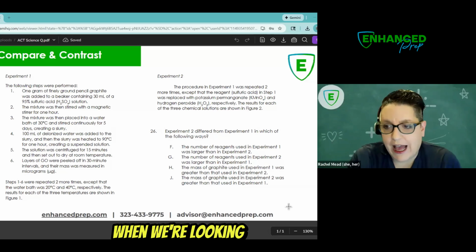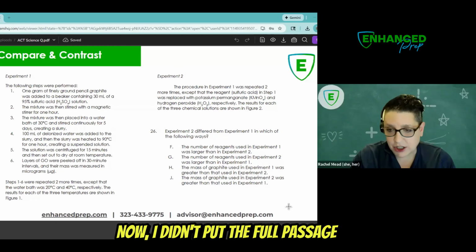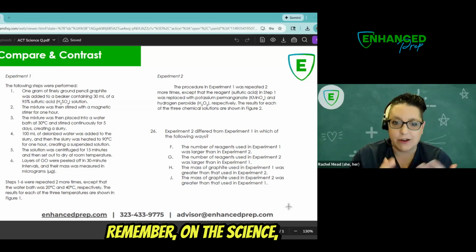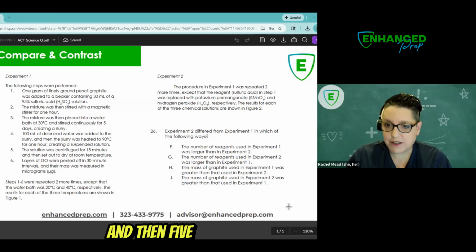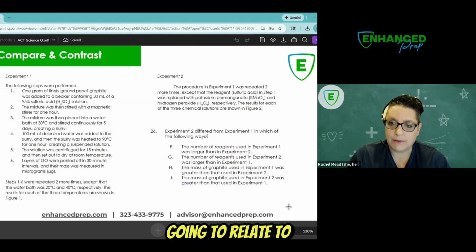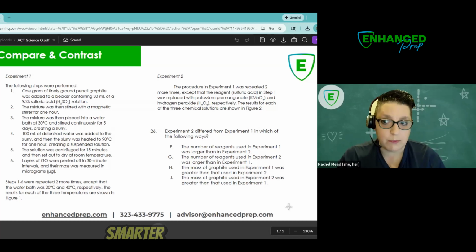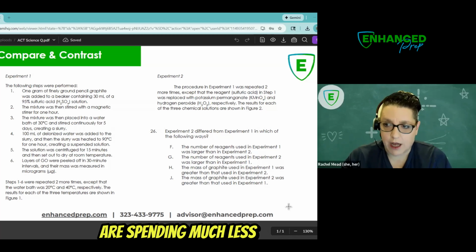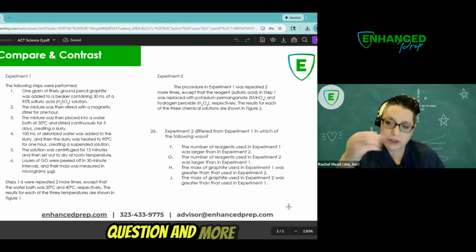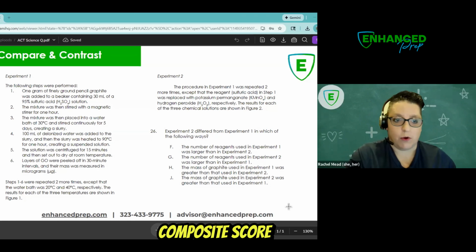This is a compare and contrast question when we're looking at a couple of different experiments. Now, I didn't put the full passage on here. Remember, on the science, you're going to have a passage, maybe some graphics, maybe not, and then 5 or 6 questions that are going to relate to it. I want to look at a specific type of question and show you how to work smarter instead of harder so that you are spending much less time tackling the question and more time getting points into your point bucket to help that composite score grow.